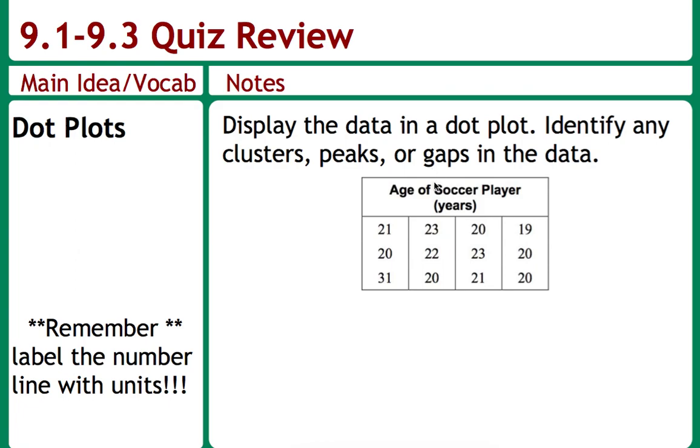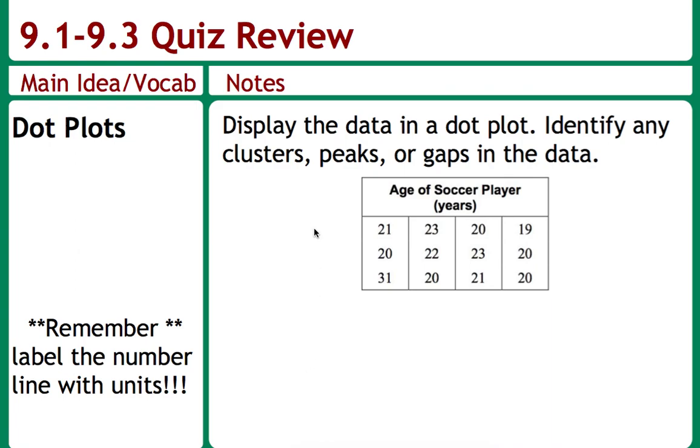To create a dot plot, remember we want to create a number line starting with the lowest value going up to the highest value without skipping any numbers. Remember to label that number line with units. So we have age in years. And then we're going to put a dot for each data value over that number on the number line. That's going to tell us the frequency, or how many times, in this case, that age happened on this soccer team. All right, so go ahead, pause the video, give it a try, see what you come up with.